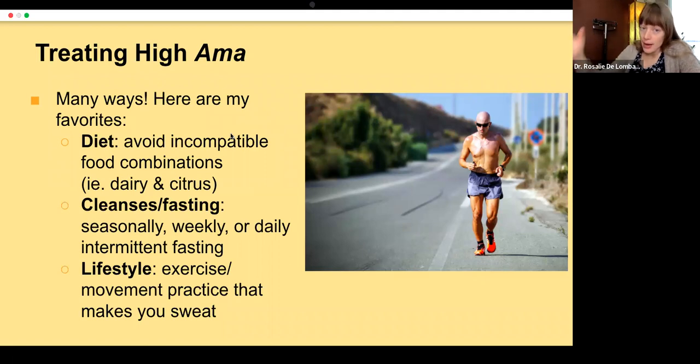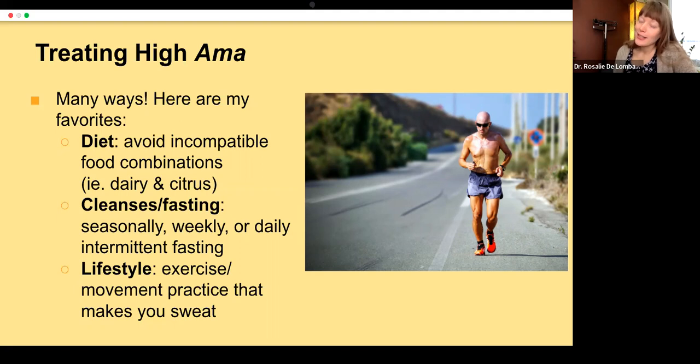So treating high ama, so high toxic load. There's many ways, again, but here are some of my favorites. One of the big ones in Ayurveda is to avoid incompatible food combinations, okay? Which is kind of a specific concept. And if you Google incompatible foods, Ayurveda, you'll get all sorts of lists that tell you what they are. But ultimately, the concept here is it's hard for your stomach to digest something like milk when you also feed it something like lemon, all right? So one of the incompatible food combinations is dairy and citrus together. It takes essentially two types of enzymes to do the job, and they cancel each other out if you combine those, making it hard to digest what it is you just gave your body.